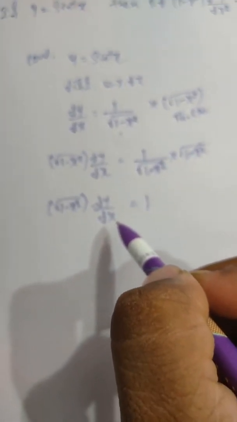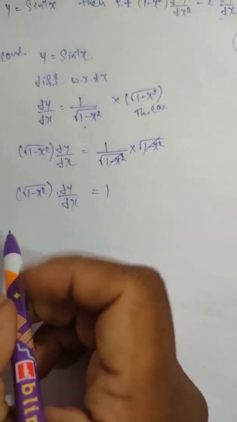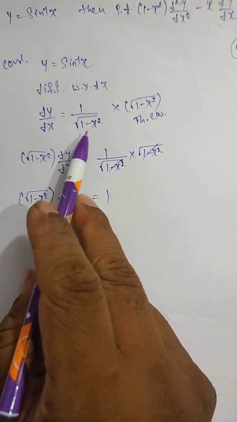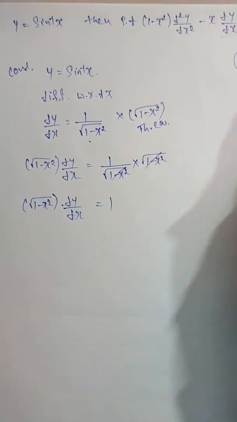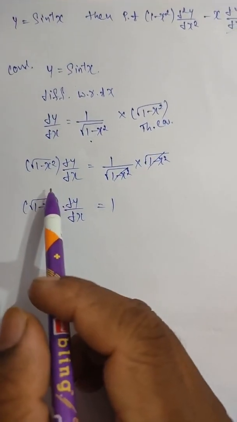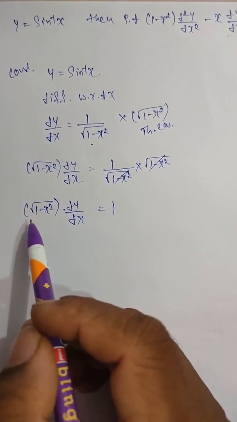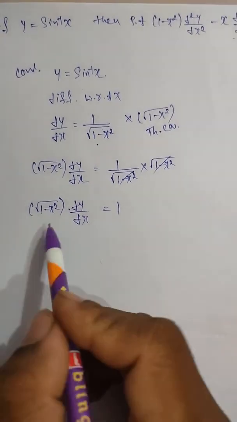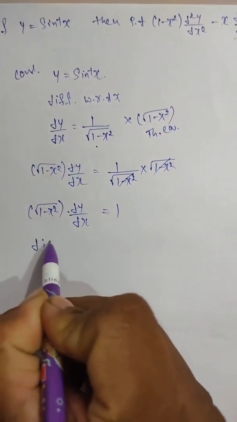Now, why did we do it like this? If any term exists in the denominator, we multiply the term throughout the equation. Why we did this, I will tell later. Before that, we'll differentiate this problem once again. So differentiate with respect to x.